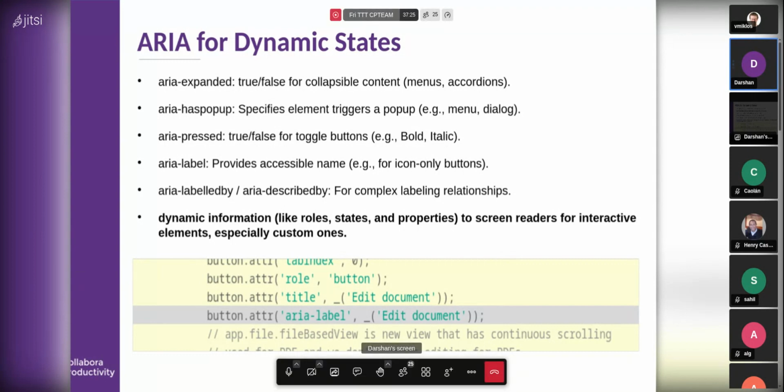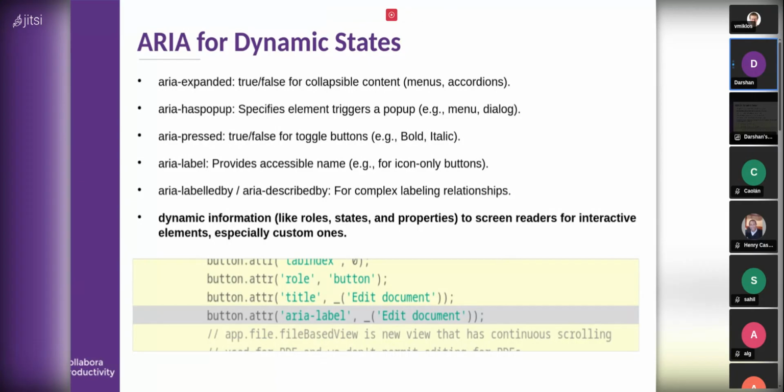Aria-haspopup is a very popular one for our JS dialog widget. You can see on the online side, whenever a dialog gets opened, it has this attribute. Then for buttons, if any button is not the native button HTML element tag but a division element tag, we can describe the state of that button, whether it is pressed or not, using the aria-pressed attribute.